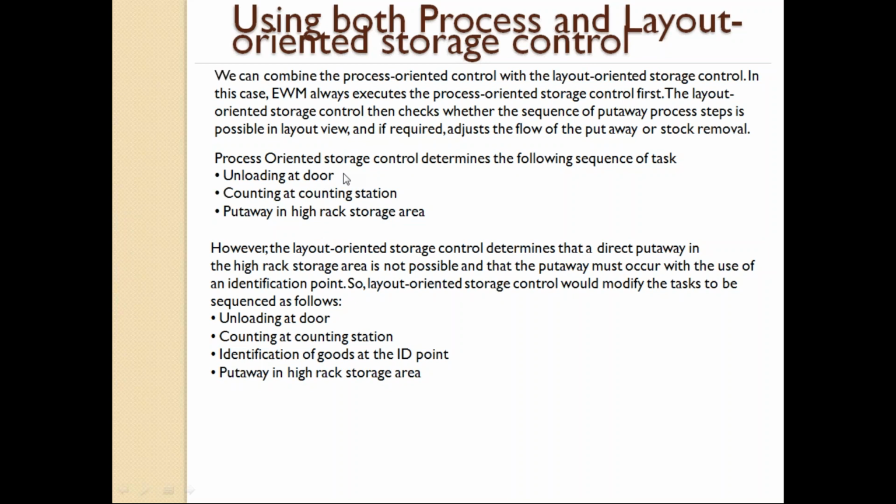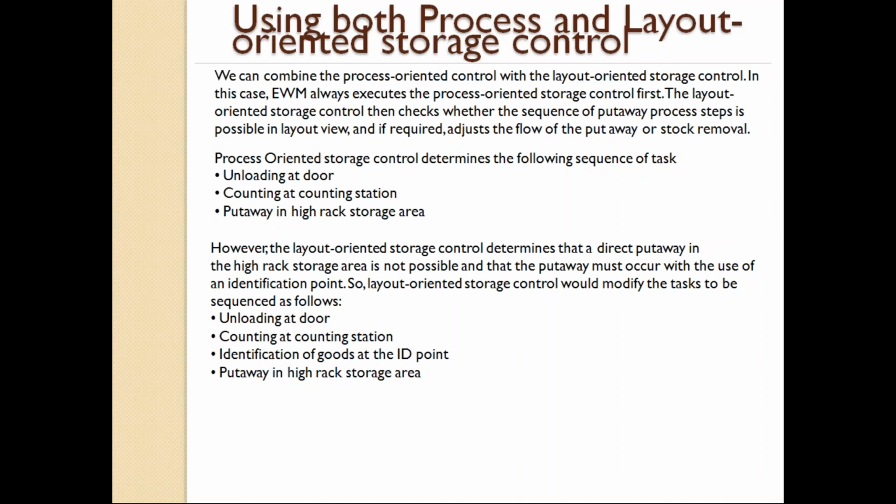For executing the steps, you have a source and destination, from where to where it will be moving. While those movements are carried out, if there are any hindrances or concerns, or they have to go via something, then your layout oriented control will come into the picture. So your process is adjusted, or your flow of material is adjusted. From unloading it goes to counting, then it doesn't go directly to put away. It goes to identification and then to your put away bin.